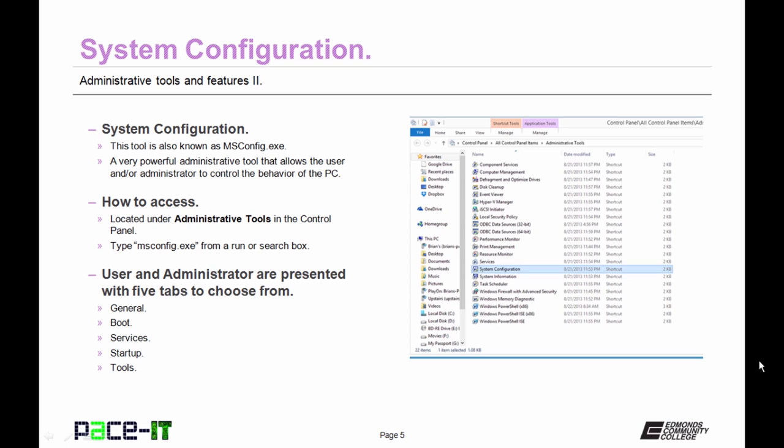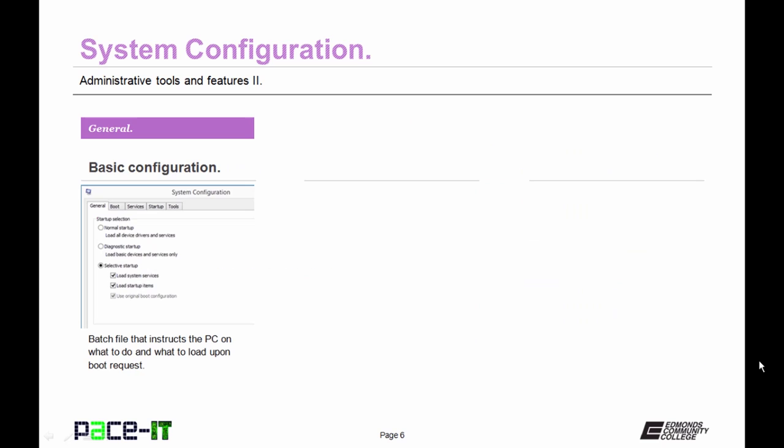Once there, you're presented with five different tabs: general, boot, services, startups, and tools. Now let's discuss each of those tabs. Now, the general tab is a representation of a batch file that instructs the PC on what to do and what to load upon a boot request, upon power up.